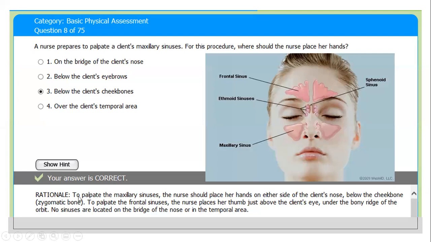The rationale said, to palpate the maxillary sinuses, the nurse should place her hands on either side of the client's nose, below the cheekbones, the zygomatic bones. To palpate the frontal sinuses, the nurse places the thumb just above the client's eyes, under the bony ridge of the orbit. No sinus is located on the bridge of the nose. No sinus is there, right?